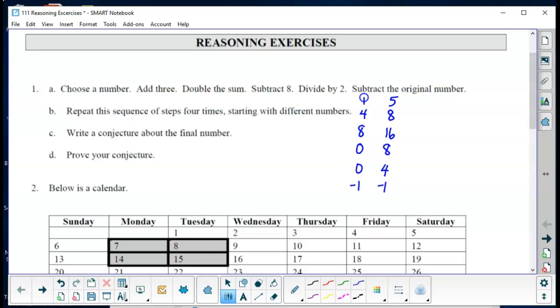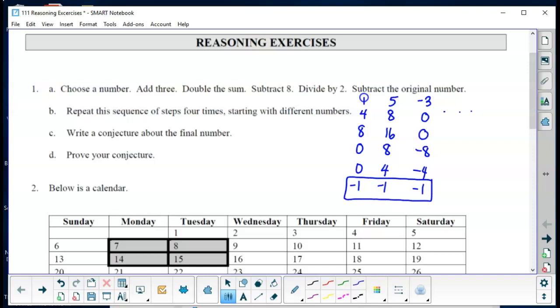Let's do a negative. How about -3? Add 3, I get 0. Double it, I get 0. Subtract 8, I get -8. Divide by 2, I get -4. Subtract the original number. So when you subtract a negative, it's like adding. You end up with -1. Okay? So you can keep on doing that. You always end up here with the value of -1.